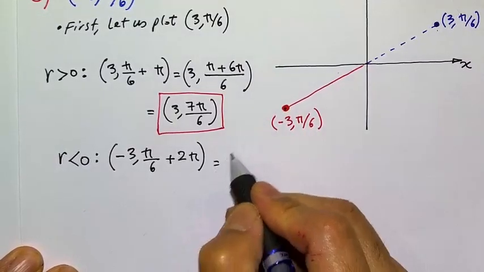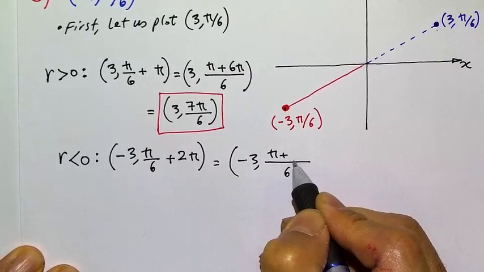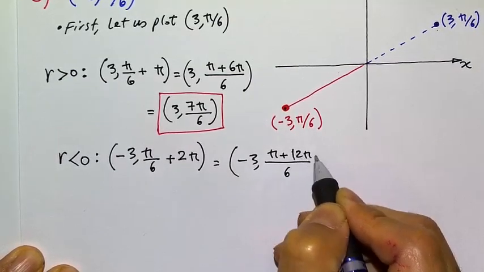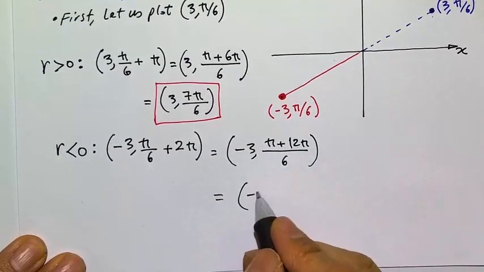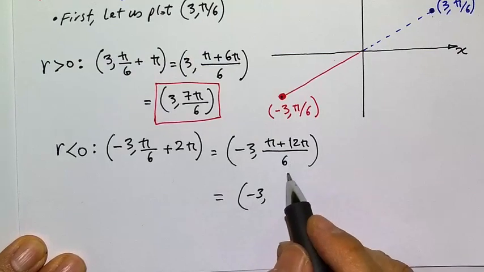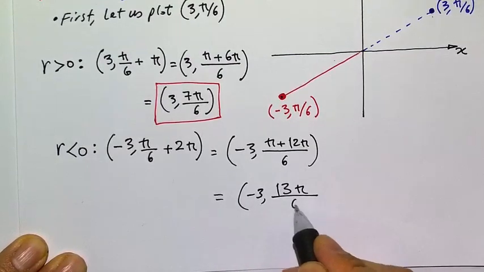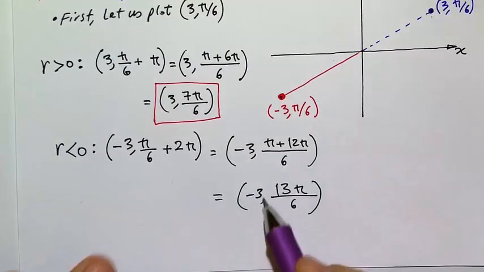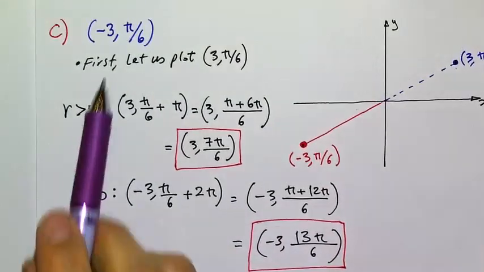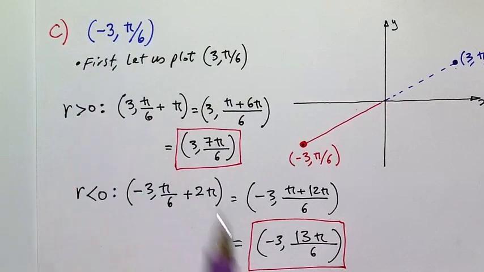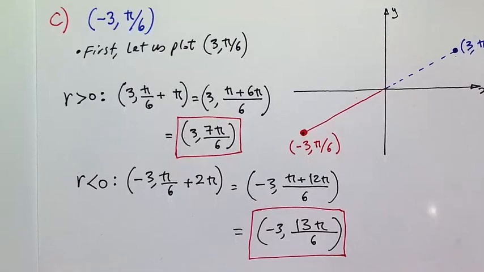So then we have minus 3, common denominator. We have 12 pi here. And then, of course, we have minus 3 r value. And theta will be 13 pi over 6. Okay, and here's an equivalent polar coordinate to that, such that r stayed negative. Okay, all right.